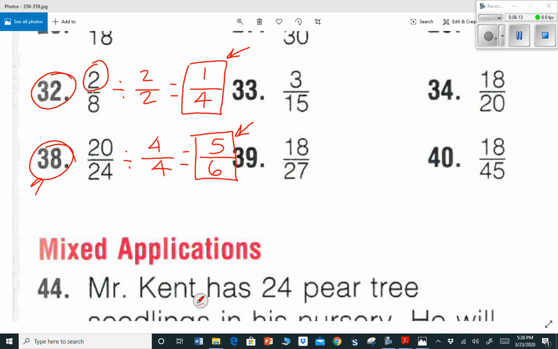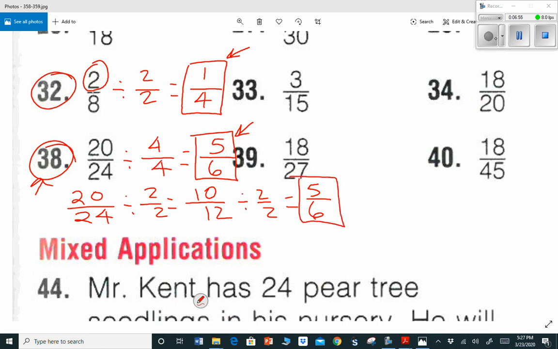Now, I want to look at number 38 again. Sometimes this happens. There's the problem. And somebody says, I can divide that by 2 over 2. And you go 20 divided by 2 is 10, and 24 divided by 2 is 12. That is an equivalent fraction to 20 over 24, but is it in simplest form? Here's a clue that it's not. If both of the numbers are even, it can still be divided by 2 over 2 again. 10 divided by 2 is 5, and 12 divided by 2 is 6.